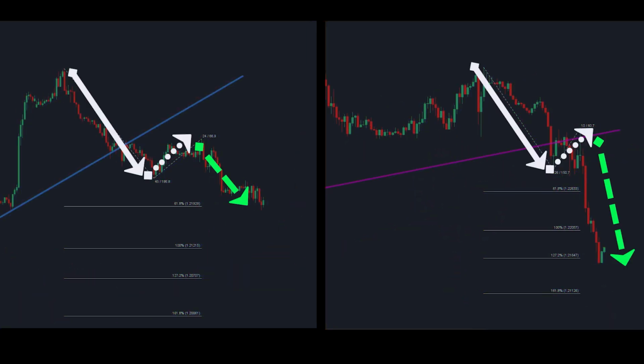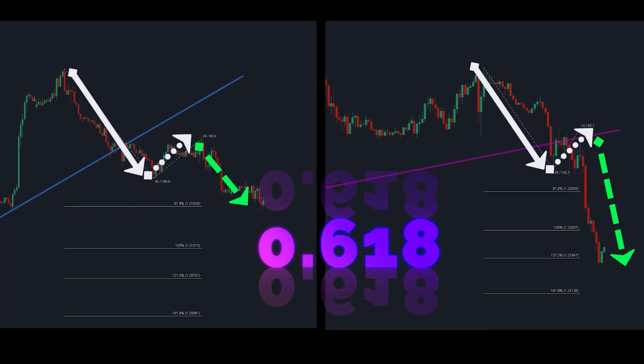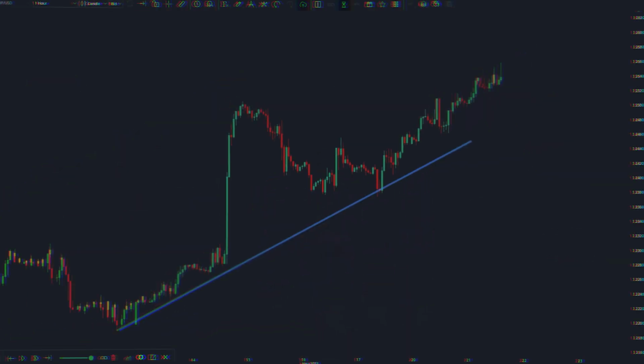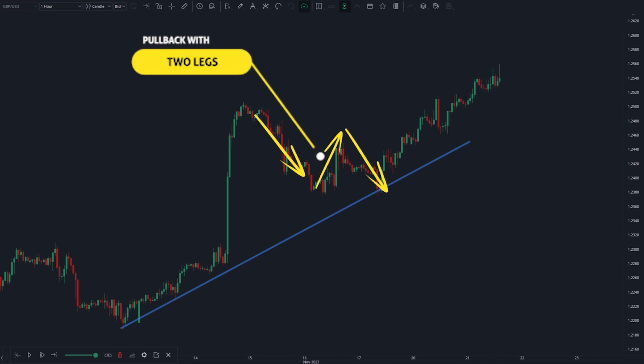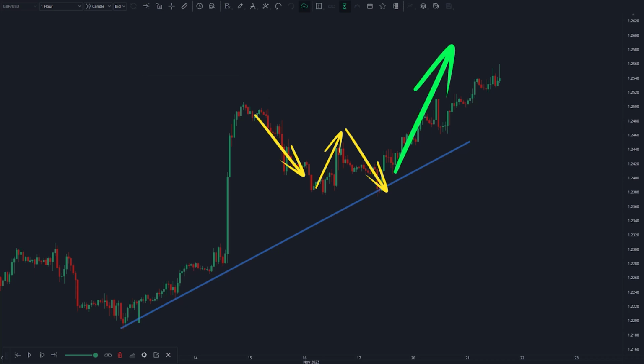The second leg of the major pullback doesn't always match the length of the first one. Sometimes it is longer or shorter. However, in my experience, it's rarely shorter than 0.618 times the length of the first leg. Remember, the way the price approaches the trend line holds great significance. In this example, you'll notice that rather than swiftly retracing to the trend line in one leg, the price reaches it in two legs with considerable compression. In this scenario, unlike the prior one, we typically expect the price to bounce back from the trend line and resume its previous trajectory.